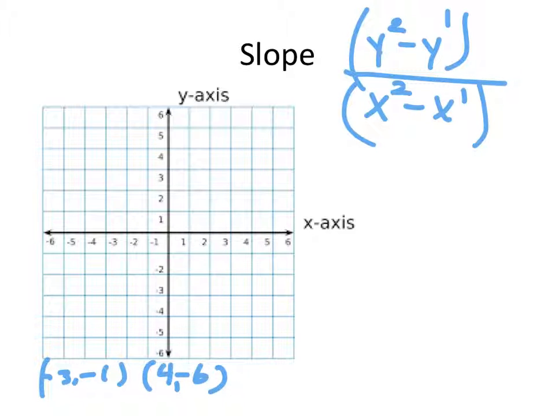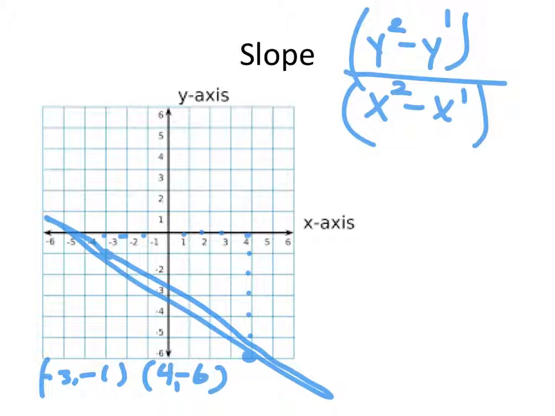If I have a couple of points on this line, let's say I have -3, -1, there's my point, and I have 4, -6. There are my 2 points. If I construct a line between those points, my line has a slope.